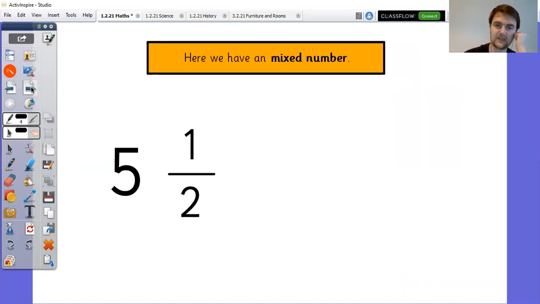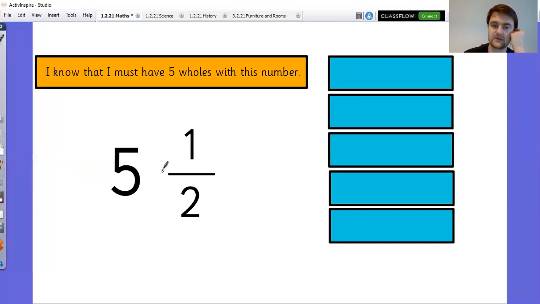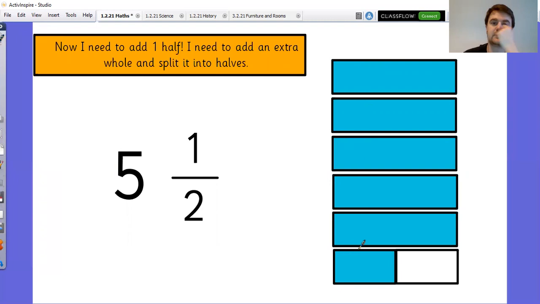So here I have another mixed number, so it's 5 and a half, which means I know that there are going to be 1, 2, 3, 4, 5 wholes, and then 1 half. Now to add that extra half, I have to add an unshaded whole in, split into 2 halves, and then just shade one of those halves in. So we can see I've got 1, 2, 3, 4, 5 and a half.